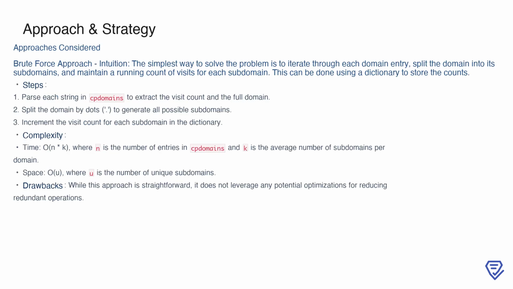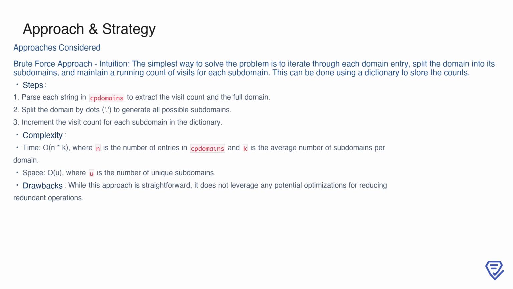To tackle the subdomain visit count problem, we begin by considering the brute force approach. The intuition here is straightforward: iterate through each domain entry, break the domain into its subdomains, and keep track of the visit counts for each subdomain. This can be achieved by using a dictionary, which allows us to store and update the visit counts efficiently.